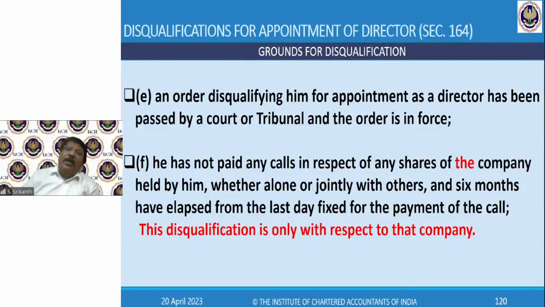F, he has not paid any calls in respect of any shares of the company held by him. Why have I stressed this? Because up to E, the disqualification applies to all companies where he is a director. He cannot be appointed in any company. That's it, up to E. But in F, he cannot be appointed in that company only where he has not paid the calls. So, he has not paid any calls, whether held by him jointly or alone, and 6 months have elapsed from the last day fixed for payment of the call.